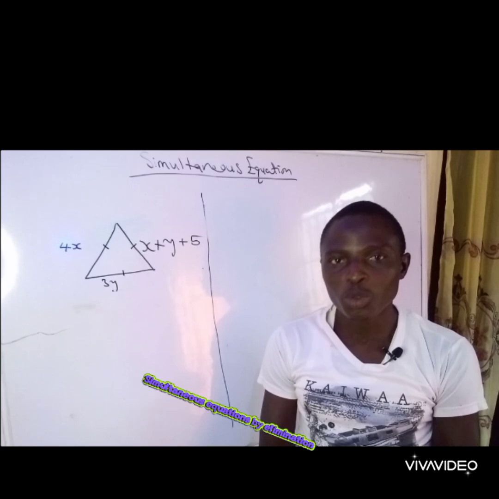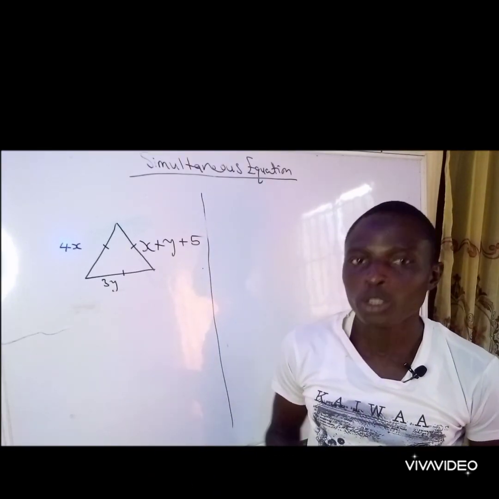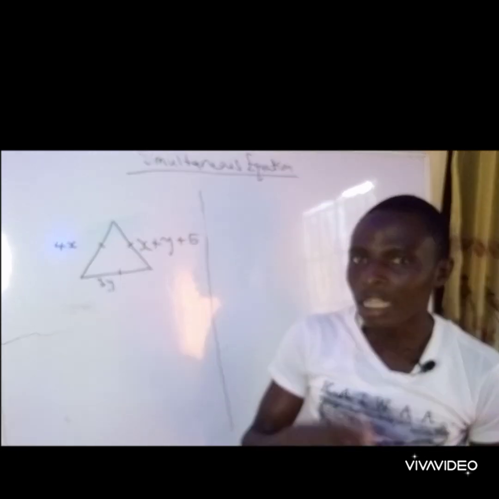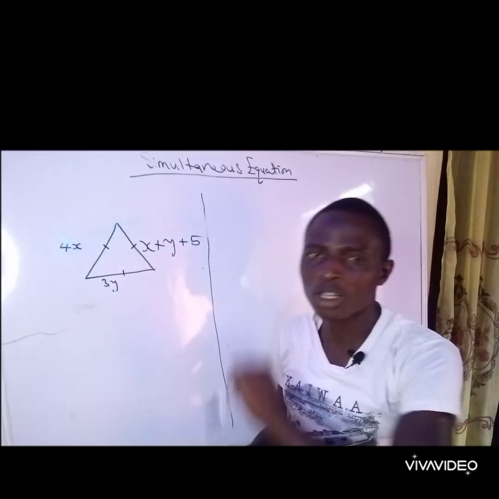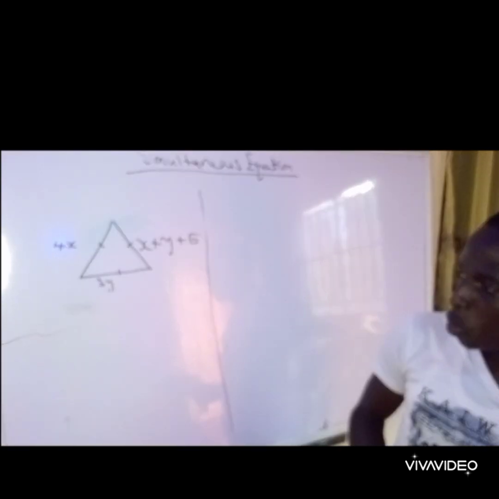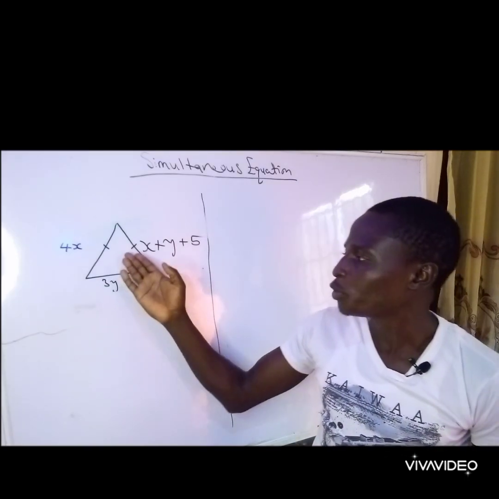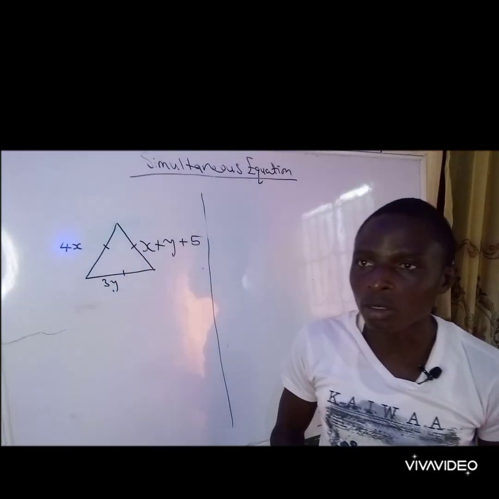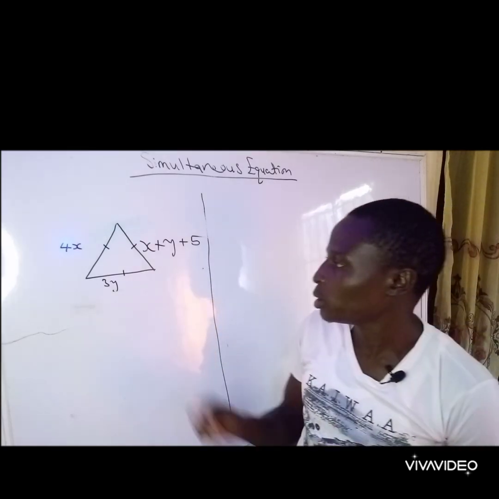Today, as usual, we are going to continue with our normal business of the day, that is solving equations, particularly simultaneous equations. But let's see how this triangle will lead us to simultaneous equations. So now, the first thing we have to know is which type of triangle this is, because without knowing the type of the triangle, we will never know how to go about solving this problem.